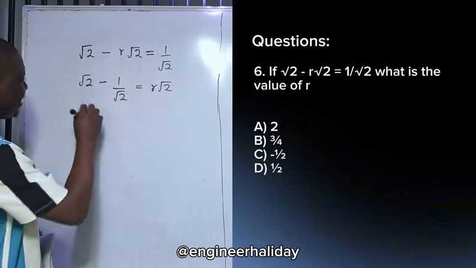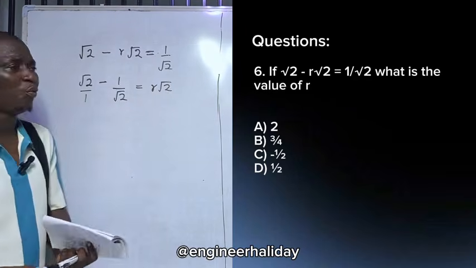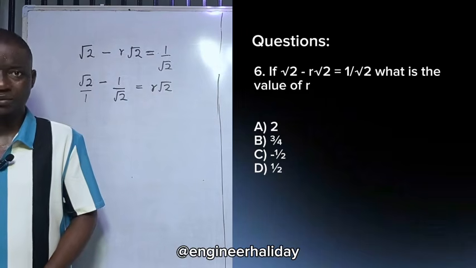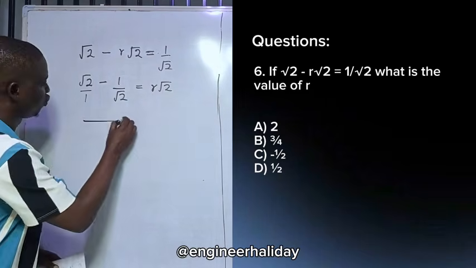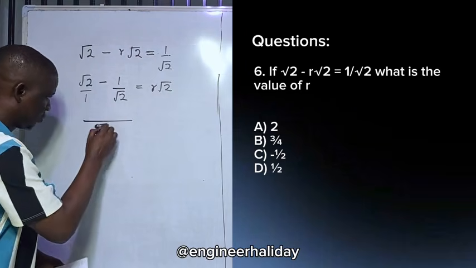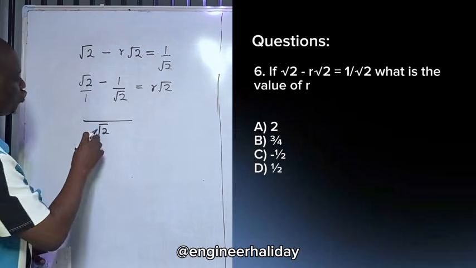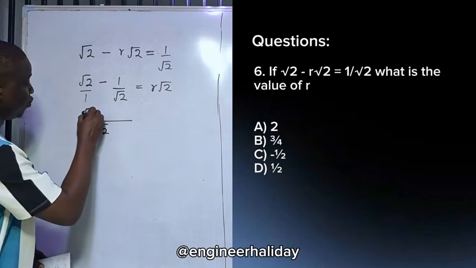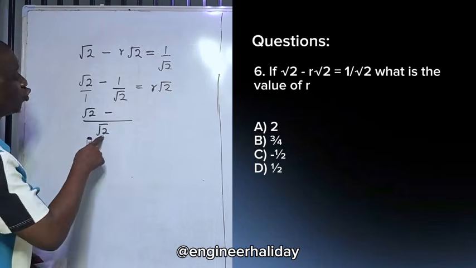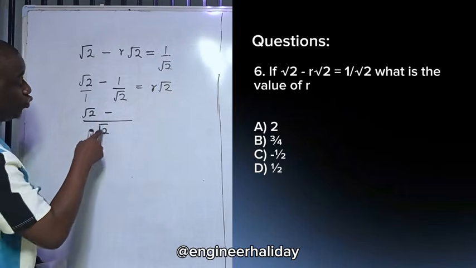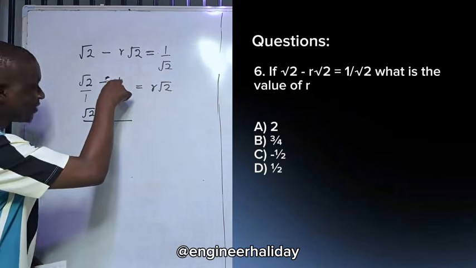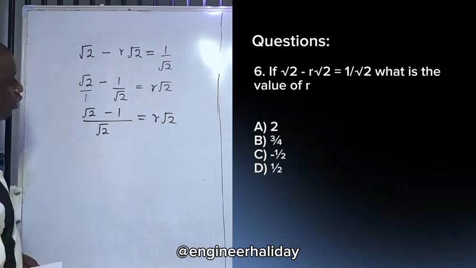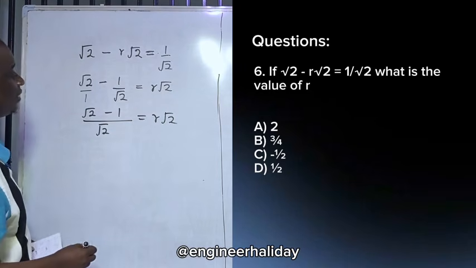Now, having done that, let's find the LCM. What is the LCM of 1 and root 2? The answer is root 2. Now, root 2 divided by 1 is root 2. Root 2 times root 2 is what? Root 2 minus root 2 times root 2 divided by root 2. Root 2 divided by root 2 is 1. 1 times 1 is 1 equal to R root 2.